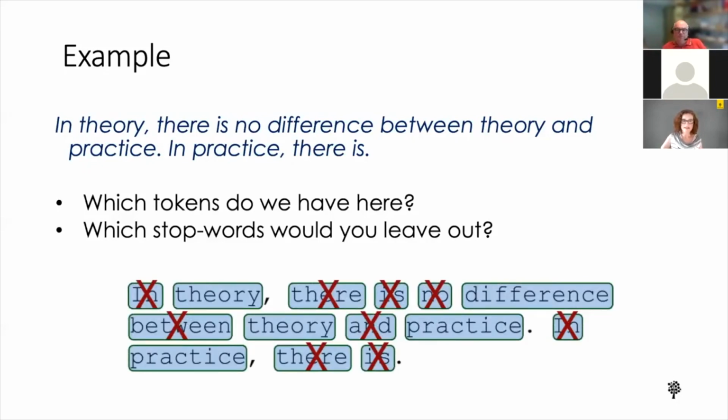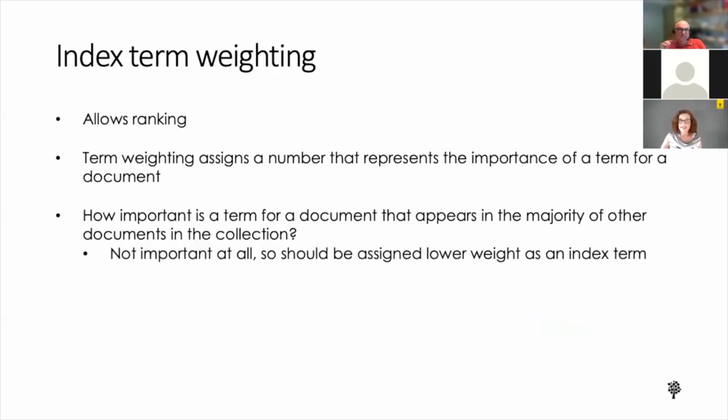The token is everything that's in a rectangle, and stop words are all rectangles that have been crossed. So "in," "there," "is," "no" do not really tell us anything about what the document is about, whereas nouns like theory, difference, practice do. And then in the first step, after these initial processes are done, we are left with theory, difference, and practice.